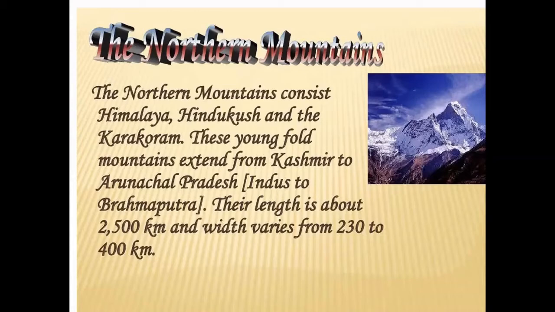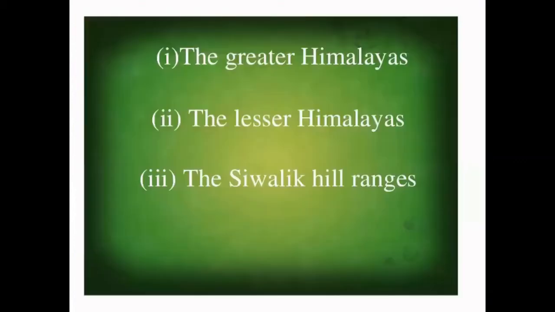So the northern mountains consist of Himalaya, Hindu Kush, and the Karakoram. These young fold mountains extend from Kashmir to Arunachal Pradesh, and their length is 2,500 kilometers and width varies from 230 to 400 kilometers. Some of these numbers are wrong. So it is divided into three parallel ranges. The first is the Greater Himalayas or Himadri. The second is Lesser Himalayas or Himachal. And third is the Shivalik Hill ranges. Yes?